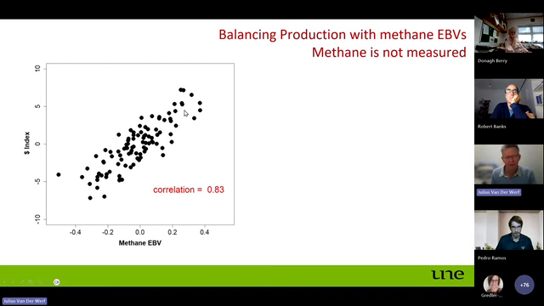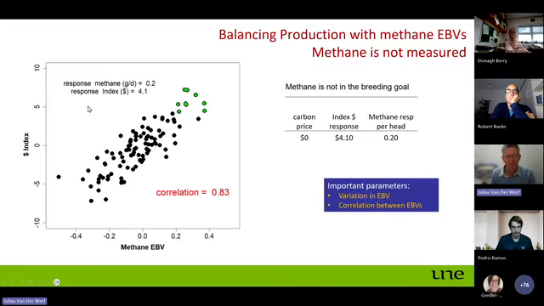I think I have that in the next slide. So you pick the green animals here. And you see then that the response will be that methane will go up. And the response to selection is $4 per year. So this is a sheep example. The point is that the index goes up, but methane also goes up because that correlation is high. And that's partly because it's not measured.